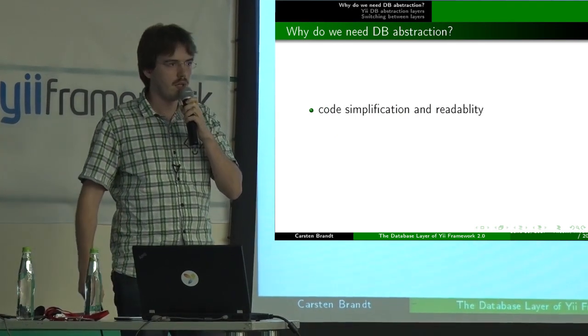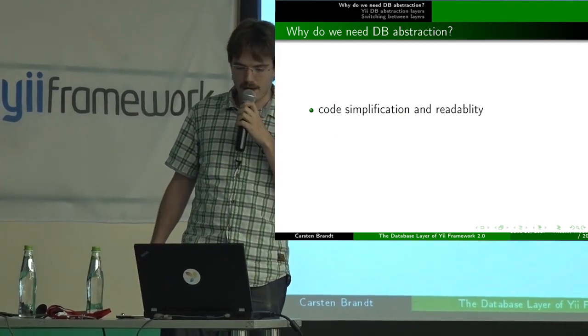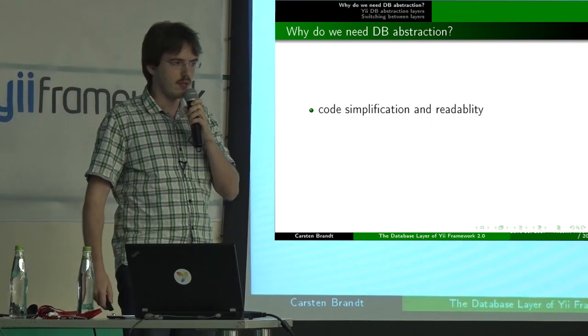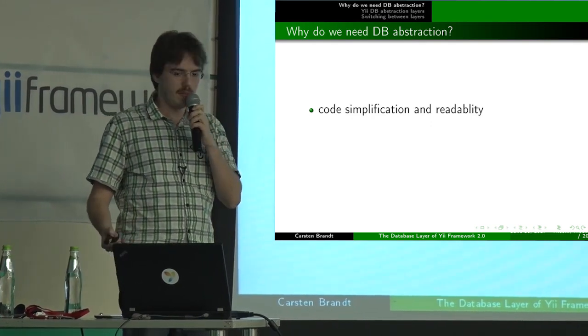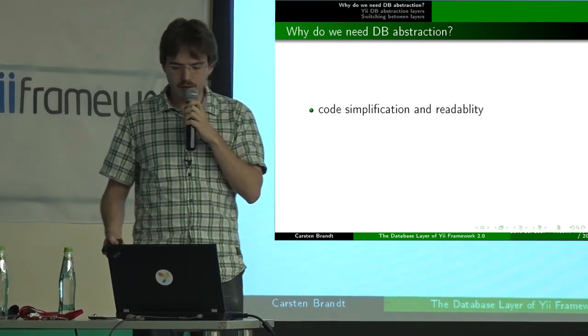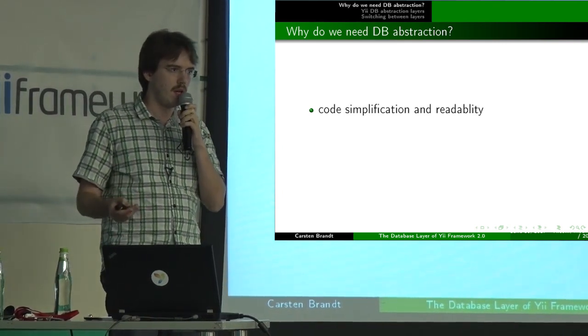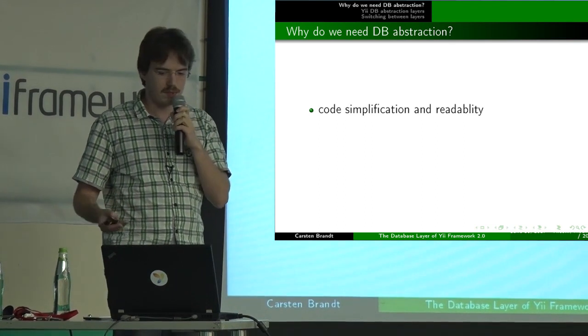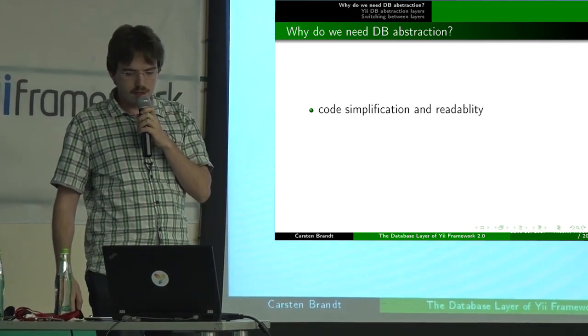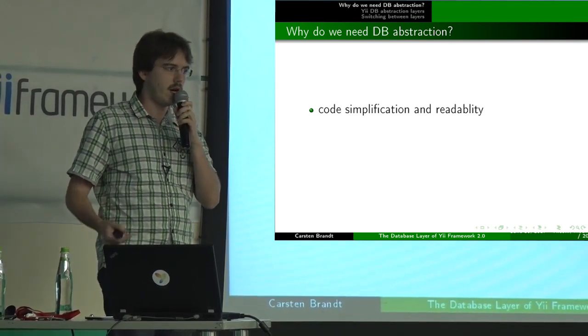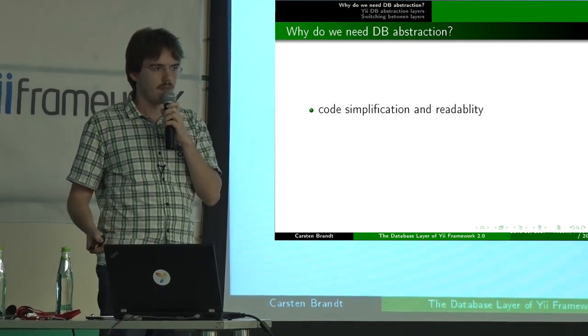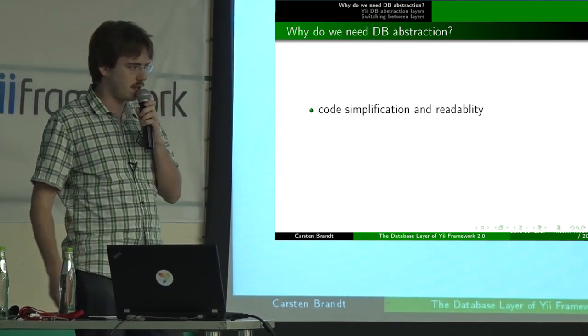So the first thing, why do we need database abstraction? First, the code gets simpler and more readable. Compared to plain SQL, we do not concatenate strings, but we write methods to do something. So things get simpler, and we hide the complexity behind this database layer.